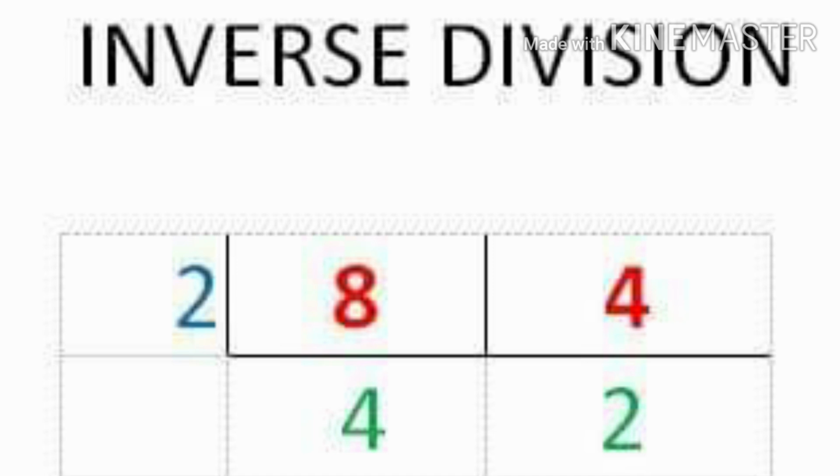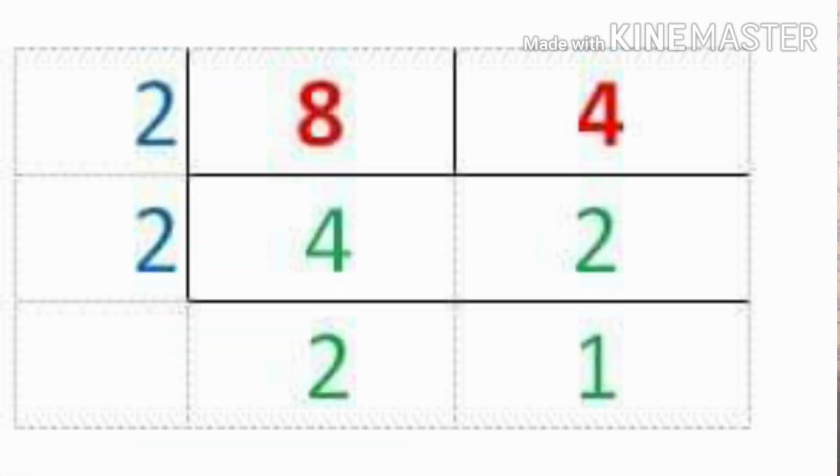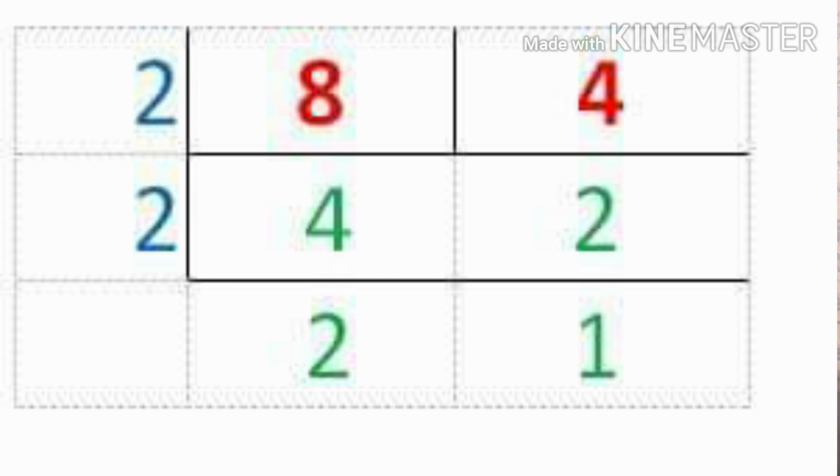Look now for a number that can also divide 4 and 2. Both of them can be divided by that number. And look there, we know that 4 and 2 are divisible by 2. So let's divide 4 by 2, that would give us 2. So underneath the 4, write 2. And then 2 divided by 2, of course, would give us 1.